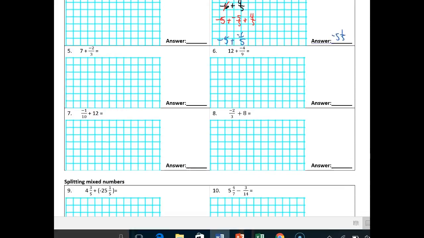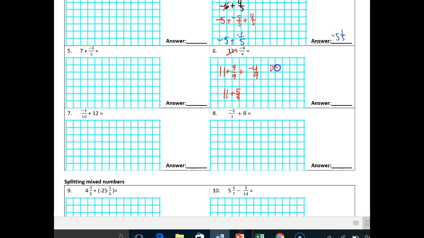All right, number 6, 12 plus negative 4/9. So we can just go ahead straight into the borrowing right here. We can say 11, and this time it's positive because we had a positive 12. So 11 plus, there's what determines our whole number, 9/9 plus negative 4/9. So 9/9 plus negative 4/9 should give me 5/9. So 11 plus 5/9, right?